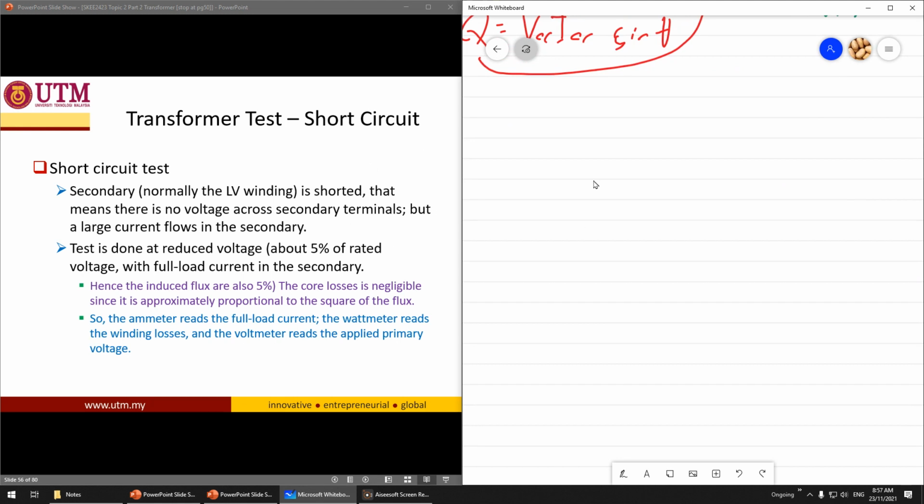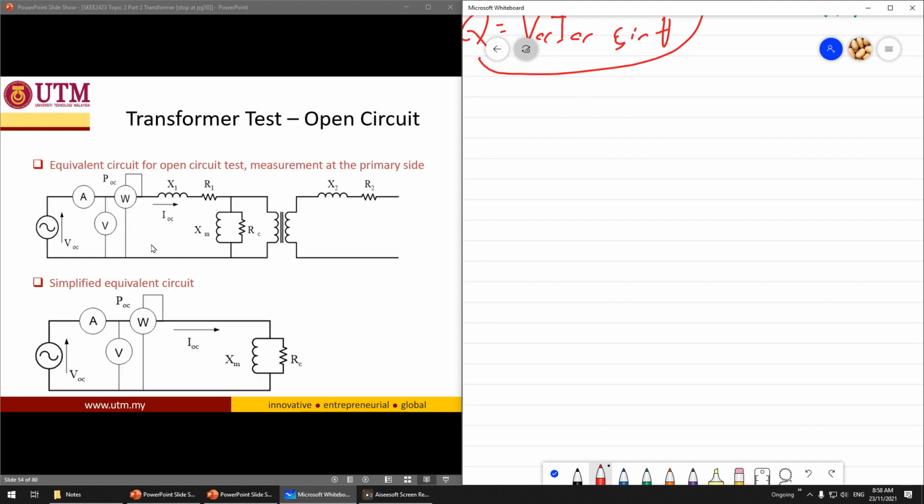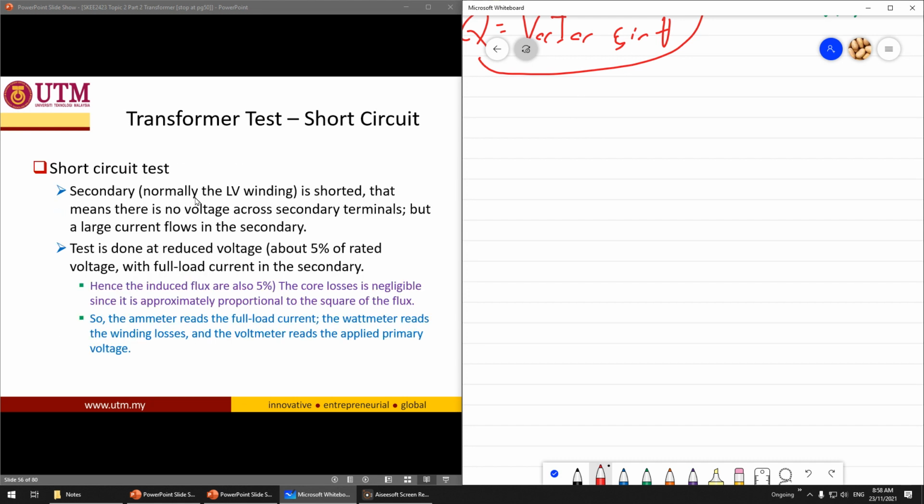Now we move on to the short circuit test. The short circuit test is usually done at the secondary side. For the open circuit test, you do it at the primary side, but the short circuit test is usually done at the secondary side, the low voltage winding. So if you draw this, it's something like this.